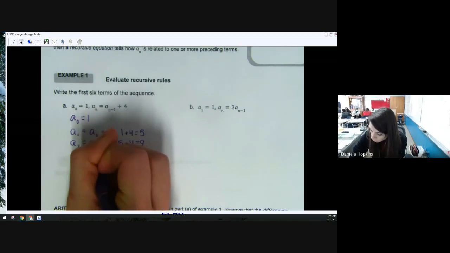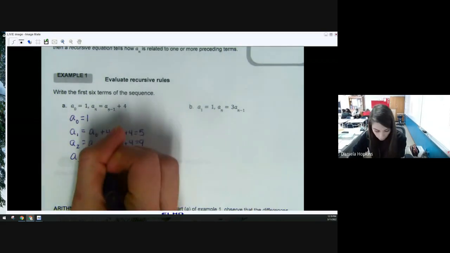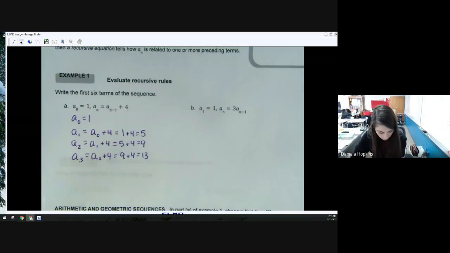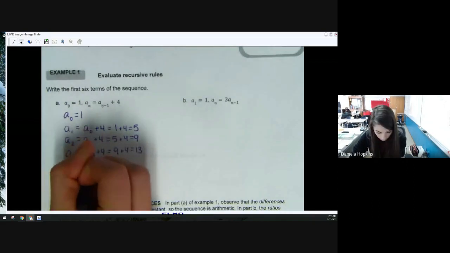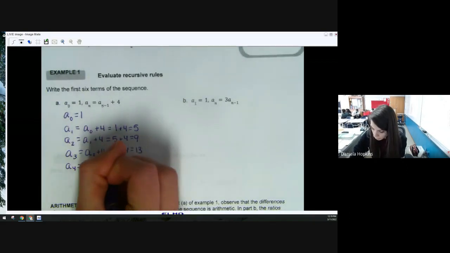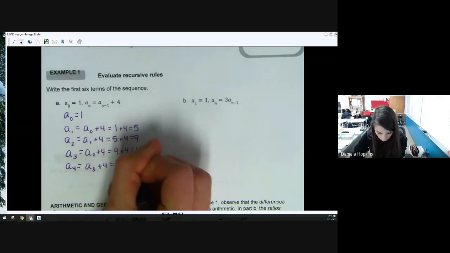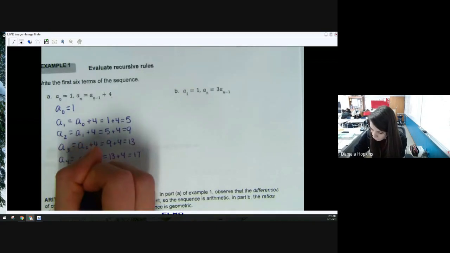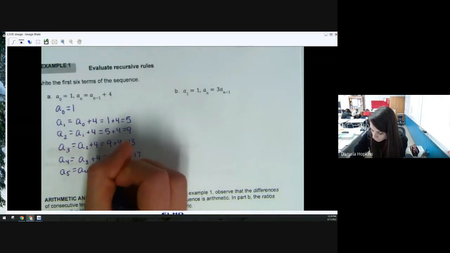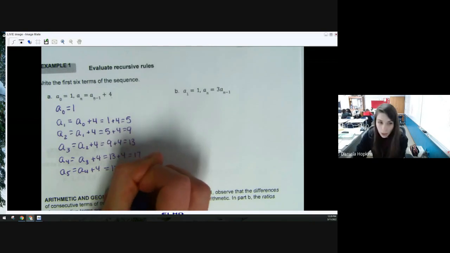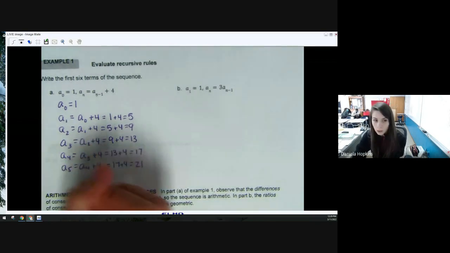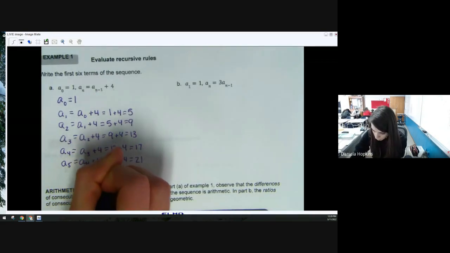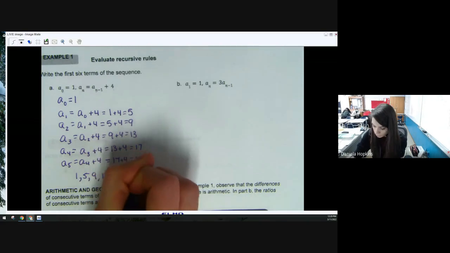A3 would be my a2 plus 4, which is 9 plus 4, which is 13. My a4 would be a3 plus 4, which is 13 plus 4, which is 17. And then my a5 is a4 plus 4, which is 17 plus 4, which is 21. This only asks for the first 6 terms. So the answer that you would put into Go formative is something like 1, 5, 9, 13, 17, 21, because that's 6 terms.